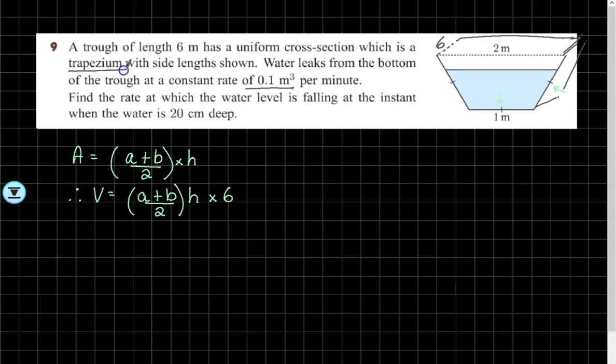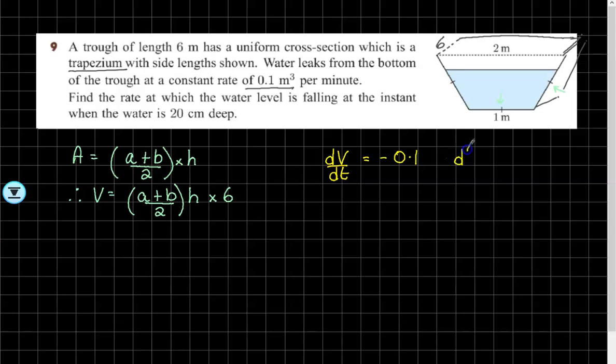It's a trapezium, so we notice that water leaks from the bottom of the trough at a constant rate of 0.1. So dV by dt. So Ash, where you missed this whole section, when we say the rate, it's leaking, it's going to be positive or negative. Yeah, because it's going down. So increasing positive, decreasing negative. So negative 0.1.